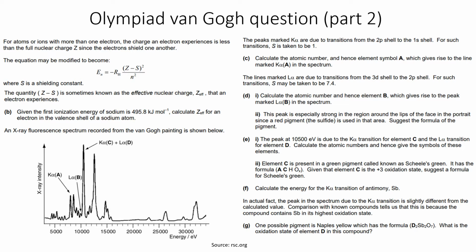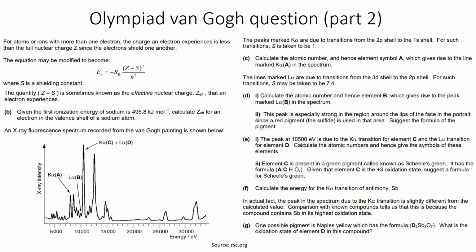And so this is where there's like a hole in the 1s subshell where the X-ray radiation ionized a 1s electron, leaving a hole. And so then a 2p drops down into the 1s, and in dropping down in energy by conservation of energy, it then emits a photon of light, E equals hf, giving you the frequency, and that's what's observed in this experiment and seen in the spectrum. And it says here, for such a transition, S is taken to be 1. So that's the S there in that earlier equation, the shielding constant.